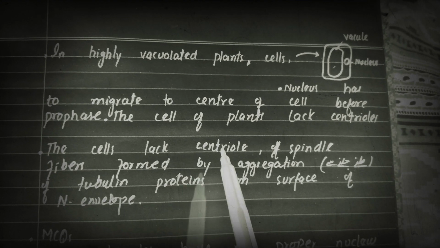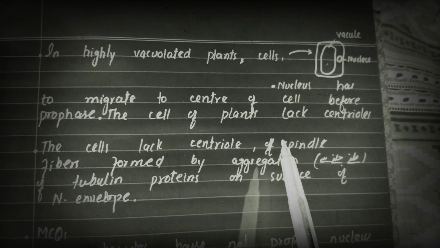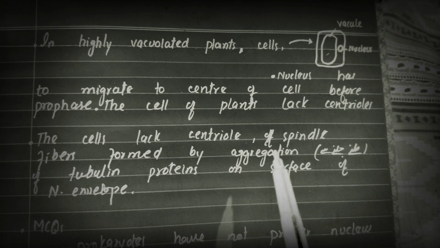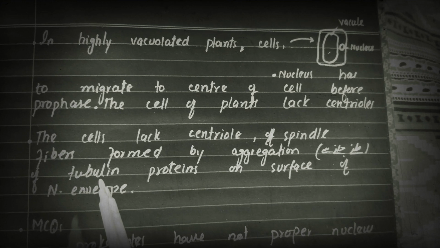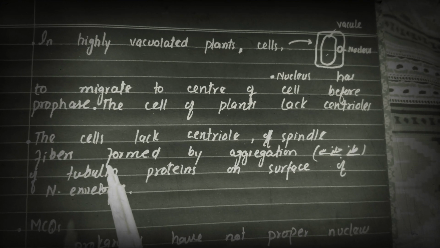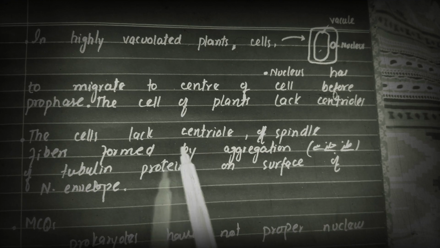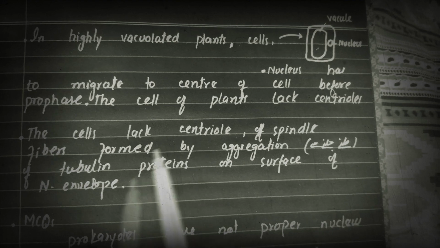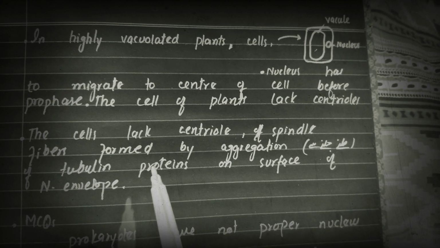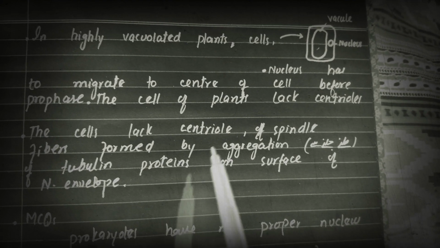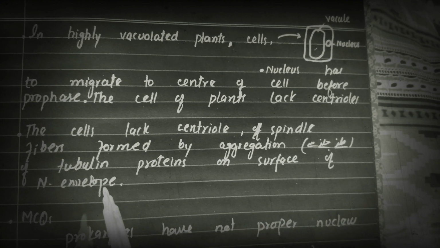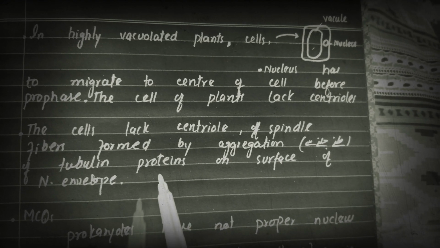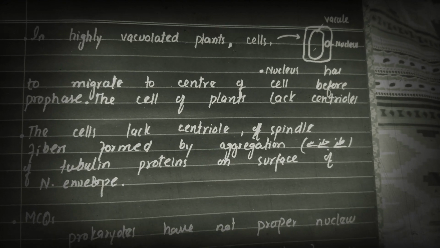Again, the cell lacks centriole. Those cells which have no centriole form spindle fibers. How? By the aggregation, by gathering the tubulin protein. Those cells which lack centriole have no centriole, but they have tubulin protein. When tubulin protein aggregates on the surface of the nuclear envelope, they form spindle fibers by the tubulin protein aggregation, not by centriole.